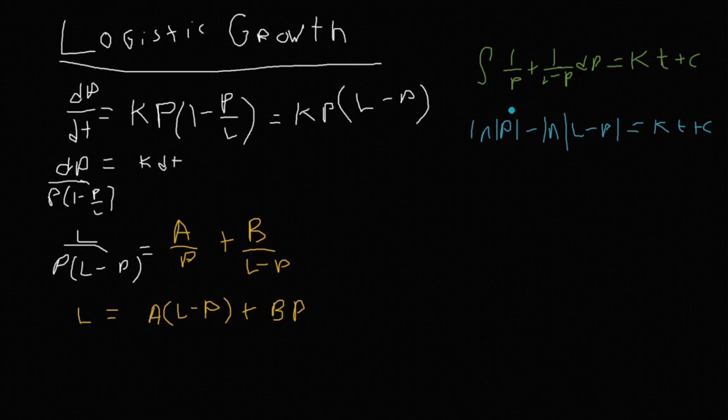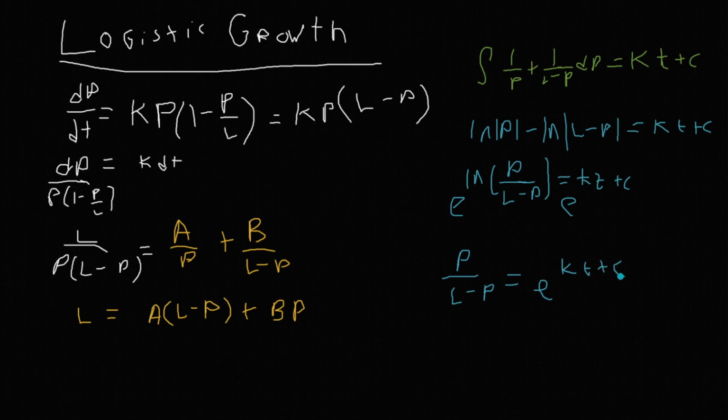And then you can combine these logarithms, so that's going to be ln of p over L minus p is equal to kt plus c, and then we exponentiate, so p over L minus p is going to be equal to e to the kt plus c.